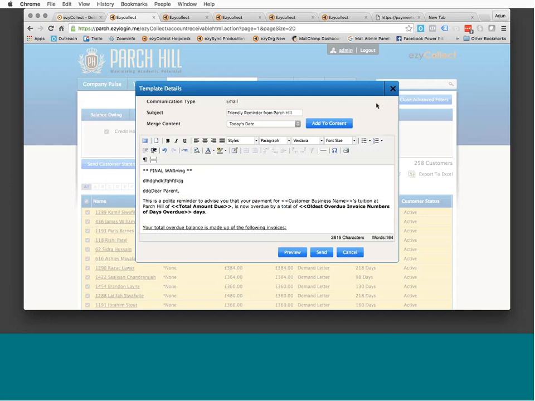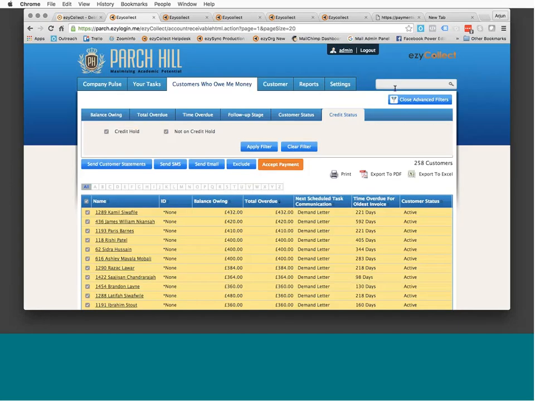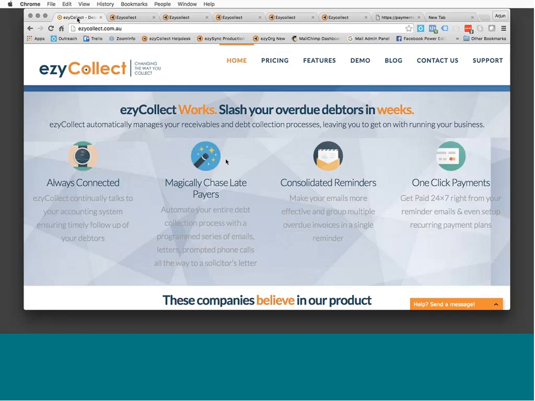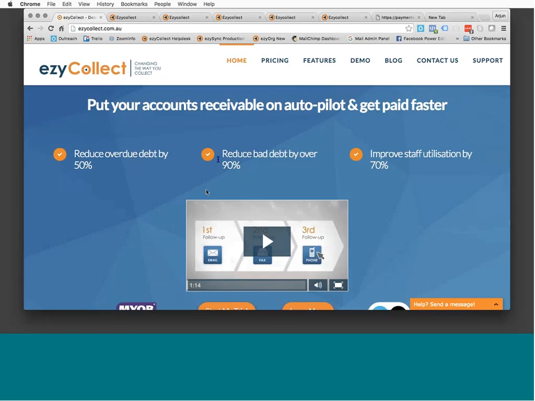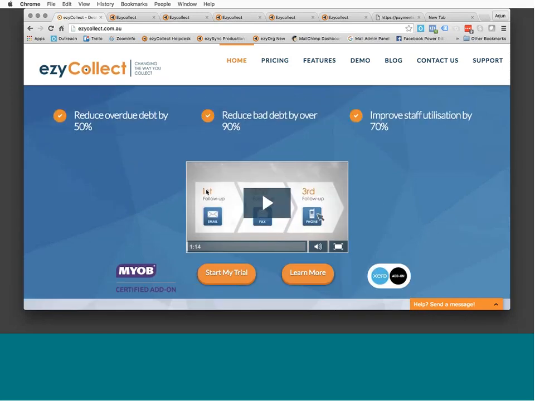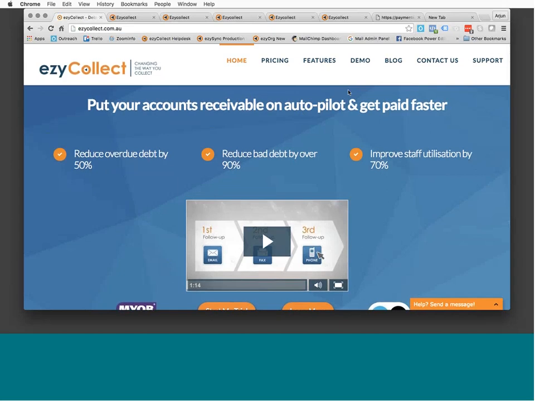The ROI on a system like this is, within the first month or two, you'll pay back the system for the whole year in terms of the improved cash flow, hopefully the staff efficiency that you'll improve, and your working capital in the bank. So that's kind of a quick overview of the ezyCollect system on how you can use technology to really boost cash flow.